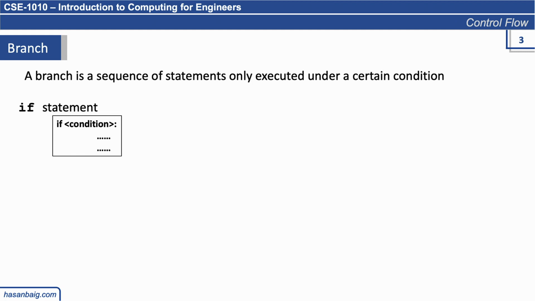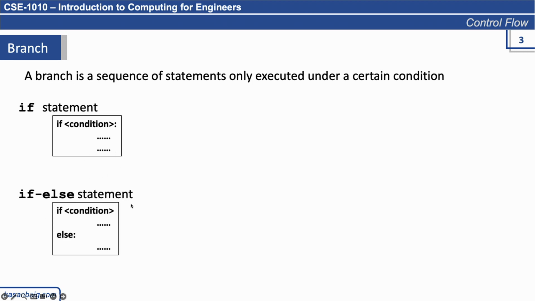If whatever we have written in the statement here is satisfied, if the condition is satisfied, only the block of code written underneath it, an indented block of code, will execute. Then we have another type of structure called the if-else structure. If the certain condition is satisfied, the indented block of code underneath will execute. Otherwise, if the condition is not satisfied, the else block is executed.